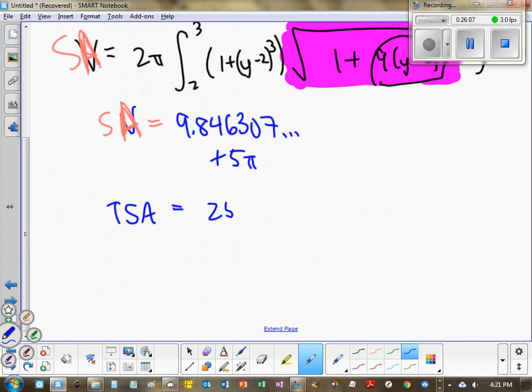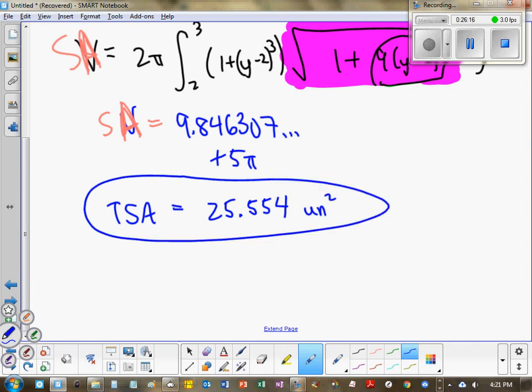We have 25.554, and I trust what's on my screen because it is accurate at least to the nearest 10 billionth, and I'm only rounding to the nearest thousandth. Okay, there you have it, surface area.